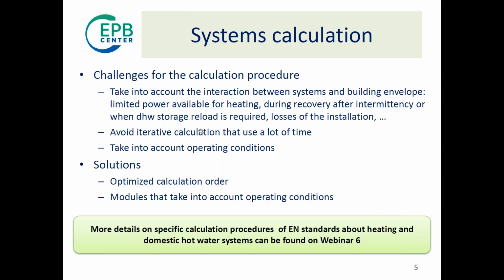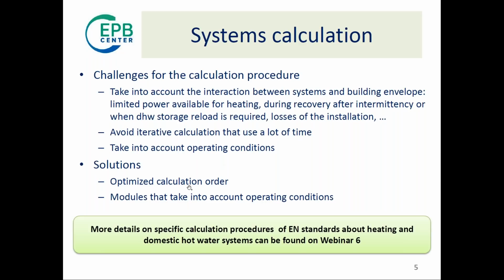And be aware, it's not only a question about the power available by the generator, it depends also on the size of your heat emitters. For example, for a boiler, the limitation comes from the heat emitters. So you might have multiple limitations. And the challenge is to avoid iterative calculation, because this would use a lot of time, and take into account the operating condition, because we have devices which are very, very sensitive to operating conditions. The heat pump is one of them.